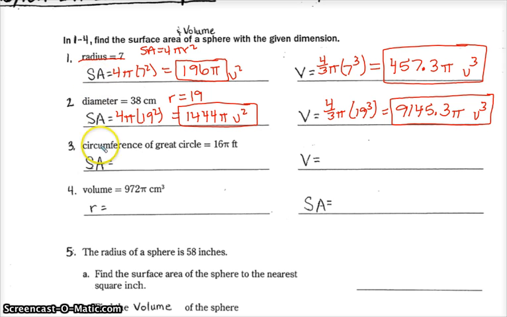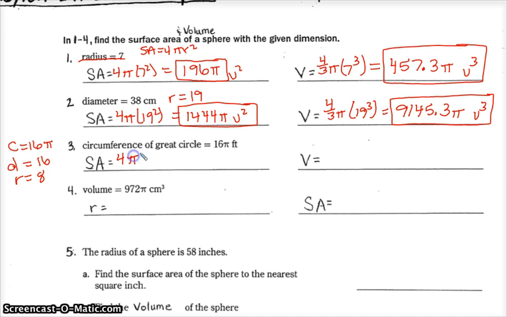All right, I'm given the circumference of a great circle. So remember that great circle is the circumference of my sphere. If the circumference is 16 pi, I need to work backwards. I know that the circumference is pi times the diameter, so the diameter here is 16. And if the diameter is 16, that tells me that the radius is 8. Wonderful. Now I've got everything I can use to solve.